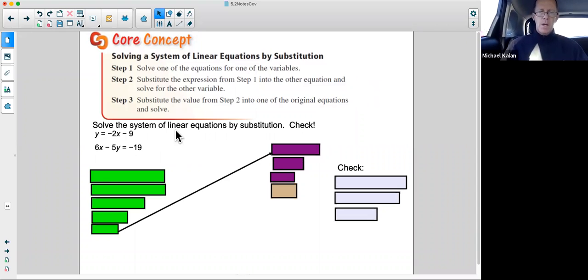So look at this system. Okay, notice x, y, x, y. So it's a system. Do we need to even worry about isolating one of the variables? No, one's done for us, right? That y is done for us.